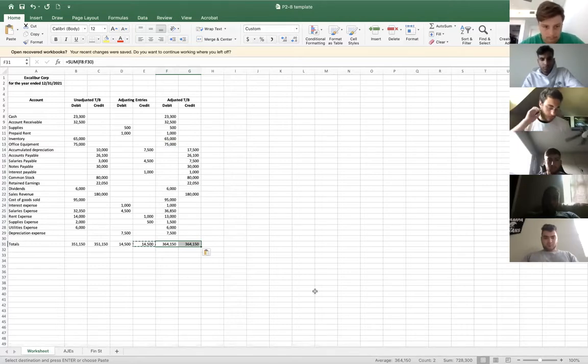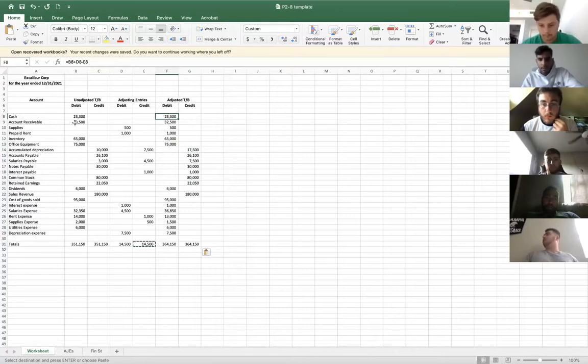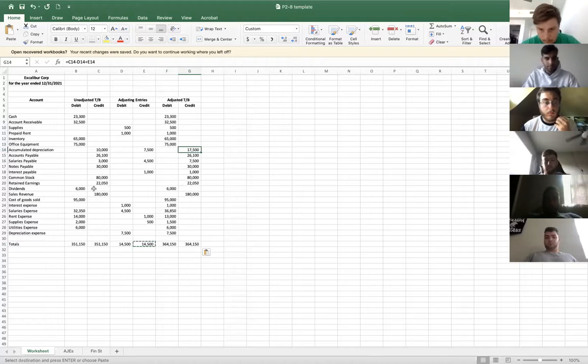Now, I don't know about y'all, but I'm done. I got an adjusted trial balance and the darn thing balances. So all of your debits should be this debit plus this debit minus this credit. All of your credits should be the credit minus a debit plus a credit. So every one is a formula so that if I change something, it's going to automatically update. Okay?